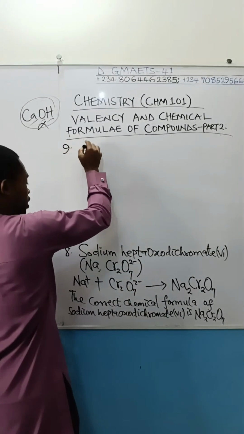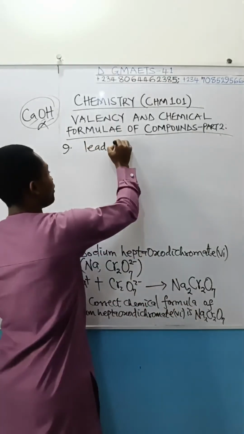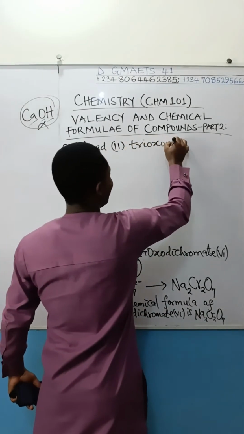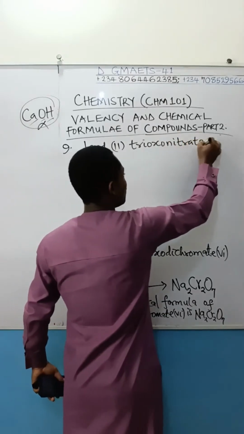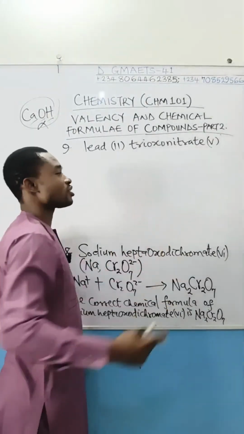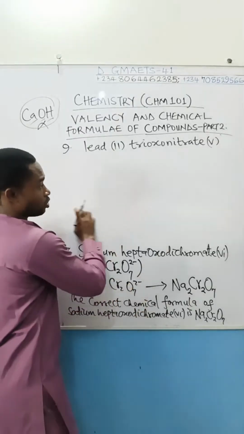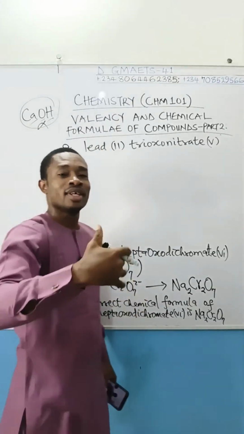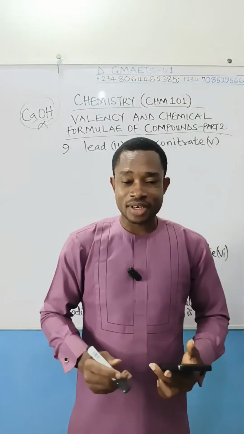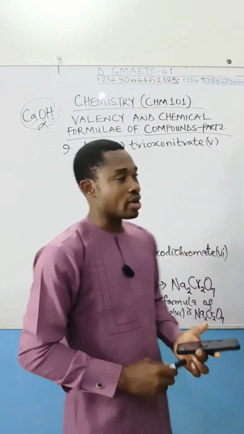Number 9, correct chemical formula of lead trioxonitrate(V) or lead(II) trioxonitrate(V). We usually pronounce it as lead(II) trioxonitrate(V). If you don't want to put these 2, no problem. You can just say lead trioxonitrate(V). Are you following? It is allowed. So when I am concluding, I won't fix these 2. I'll just write lead trioxonitrate(V), so that you will be aware that you can pronounce it in either of those 2 ways.